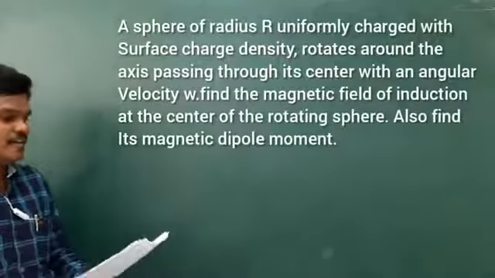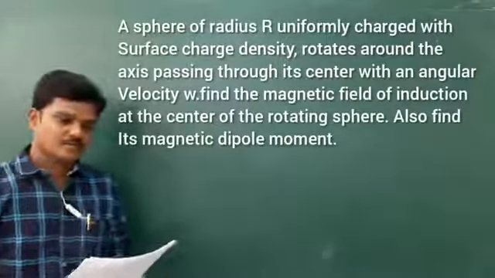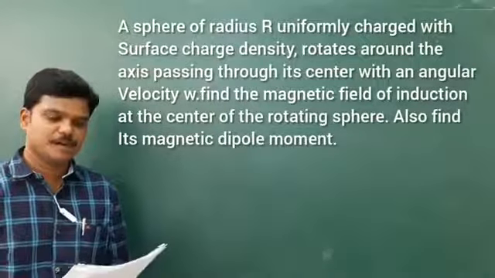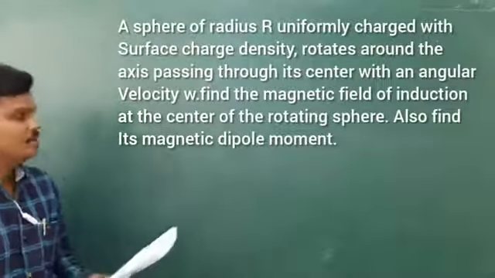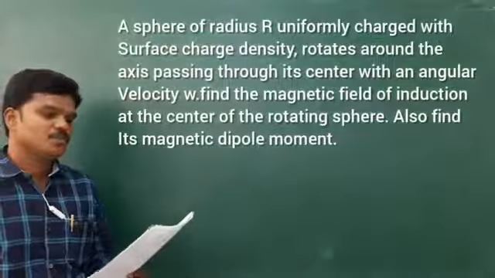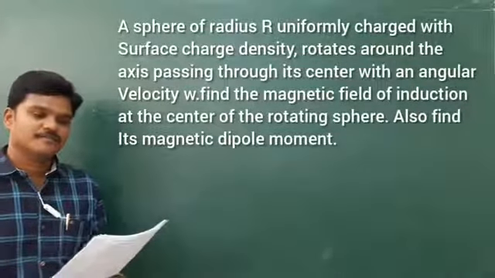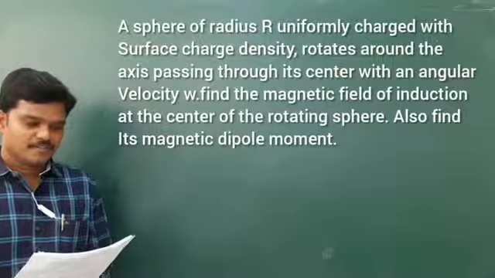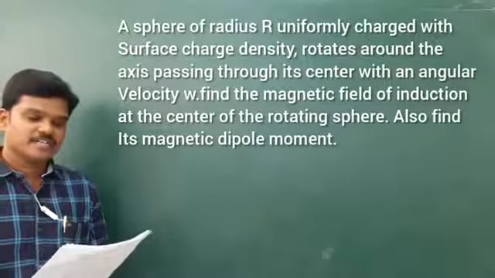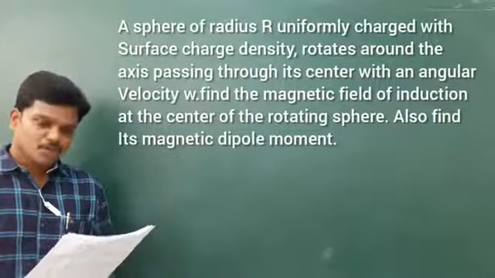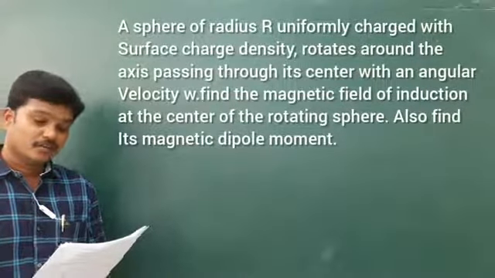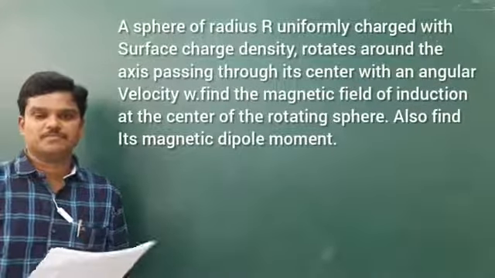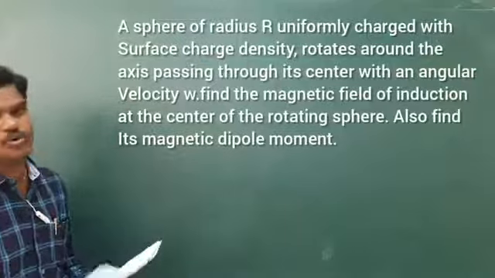A sphere of radius capital R, uniformly charged with a surface charge density sigma, rotates around an axis passing through its center with an angular velocity omega. Then find the magnetic induction at the center of the rotating sphere and also find its magnetic dipole moment.